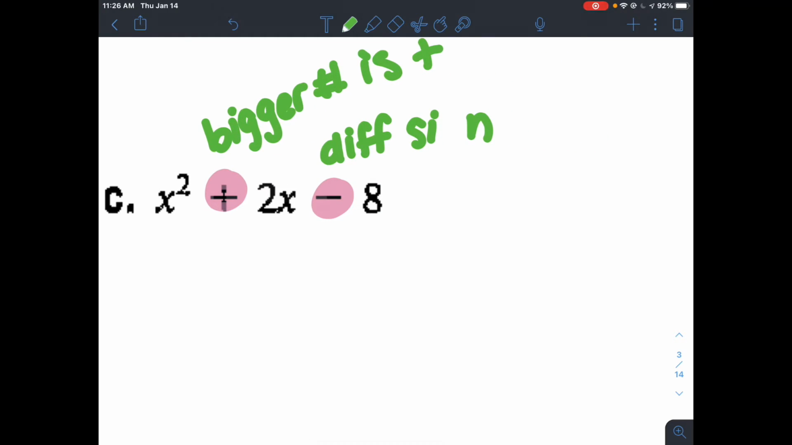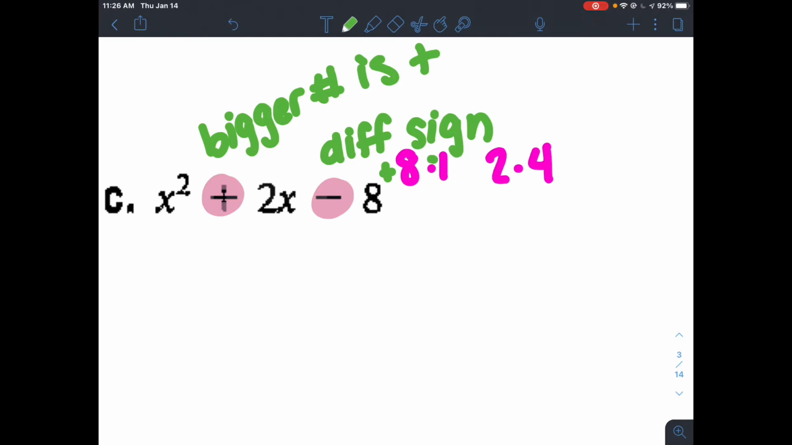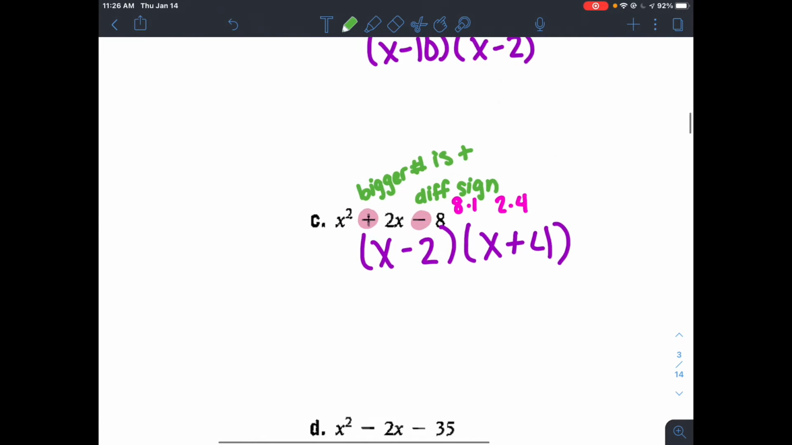And then we'll take what times what is 8. So we'll write all of those. 8 times 1 and 2 times 4. Okay? The bigger number is going to be positive. So 8 is positive, 1 is negative. 2 is negative, 4 is positive. Which one of those is going to add to 2? It'll be x minus 2, x plus 4.